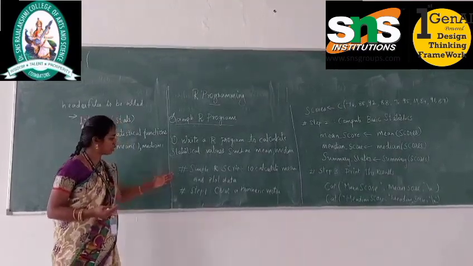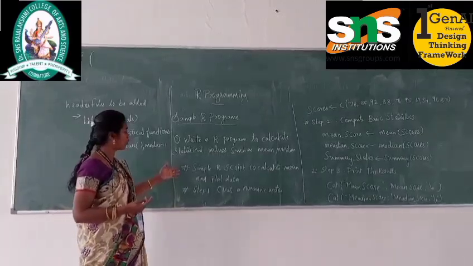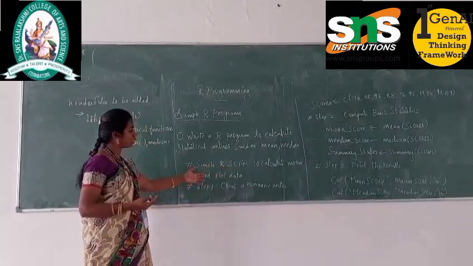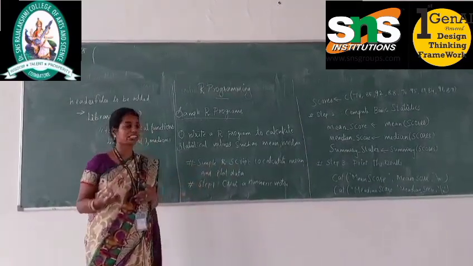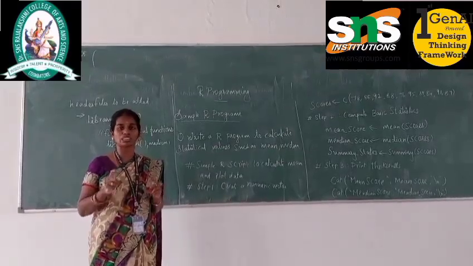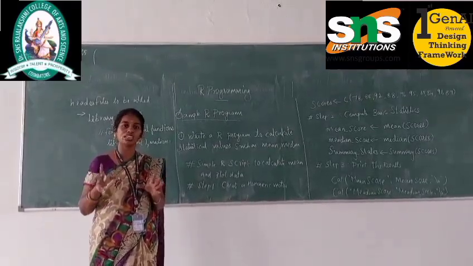I have given two comment lines in this program. The first is a simple R script to calculate mean and plot the data. So we are calculating the mean and median for the set of values, and we are also going to plot that mean and median in a graph.